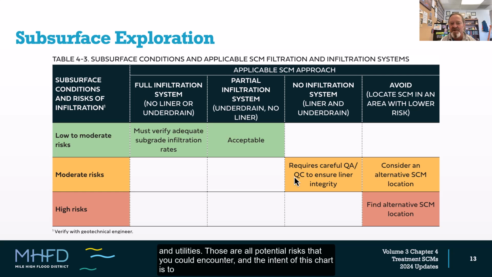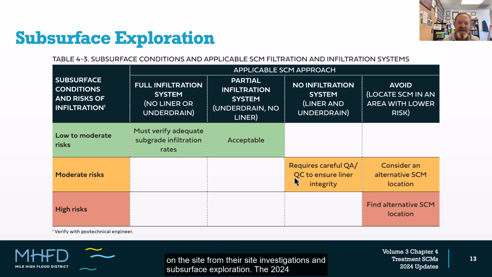And the intent of this chart is to really explain how the varying levels of risk relate to different options for infiltration systems, from a full infiltration system to a no infiltration system, to some extremes where it may even be best to just avoid trying to do any type of infiltration or filtration system. So this is really a risk-based approach that allows users to select the right type of infiltration or filtration section to use based on the risks that they identify on the site from their site investigations and subsurface exploration.